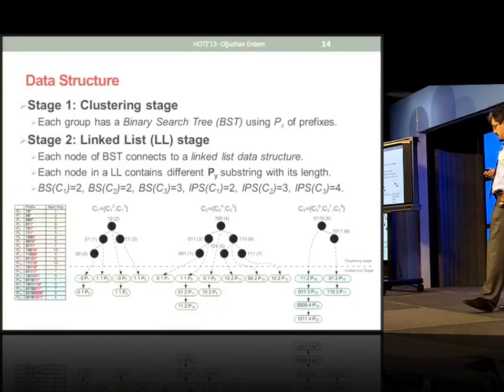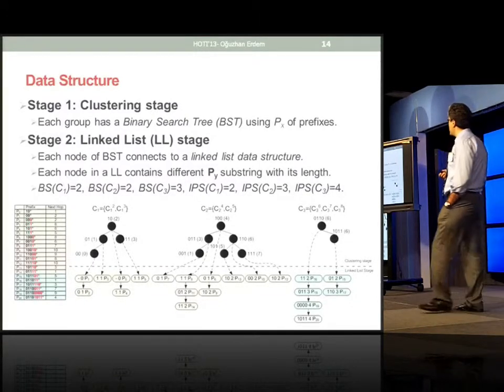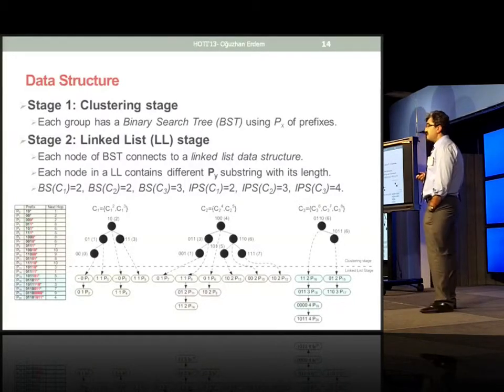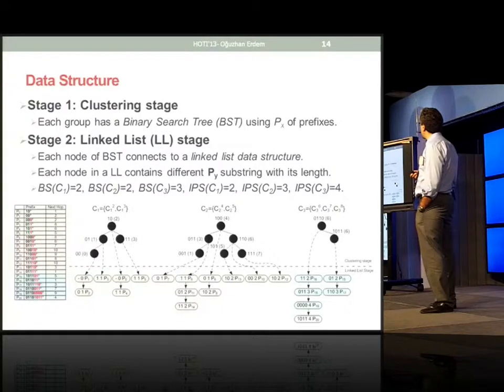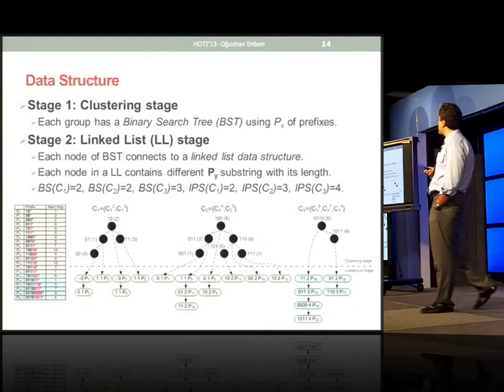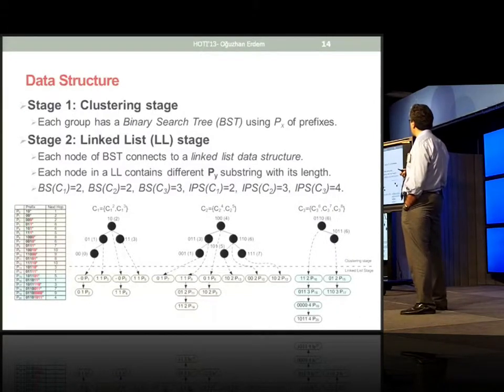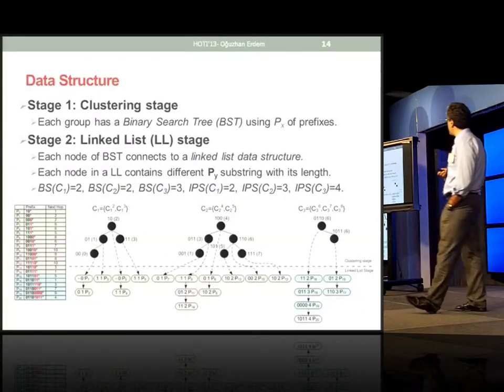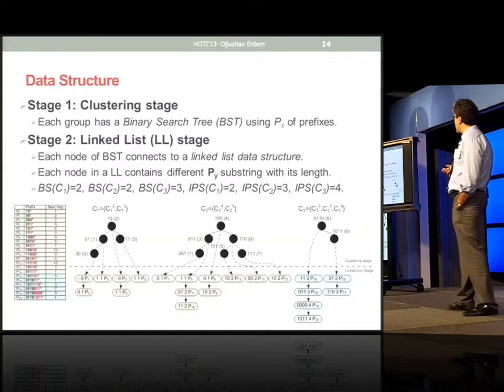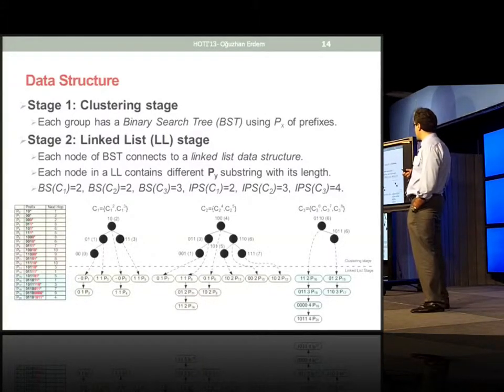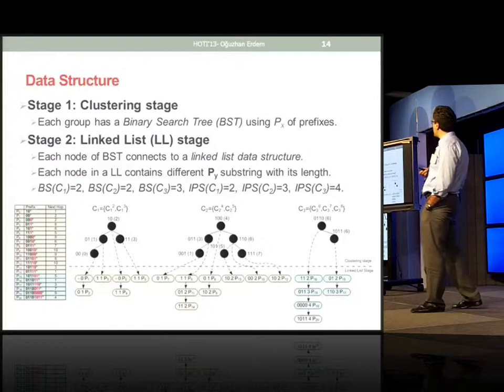Now, which data structures do we use in each stage in our hierarchical structure? Even though any type of data structure can be used, for the first stage, we propose to use a binary search tree. The binary search tree is constructed by using the px part of prefixes. In the second stage, we propose to use a linked list data structure, so that each node in the linked list stores the py part of prefixes. Each node of the tree connects to a linked list data structure in the second stage. Therefore, the number of linked list instances in the second stage depends on the number of nodes in the tree.